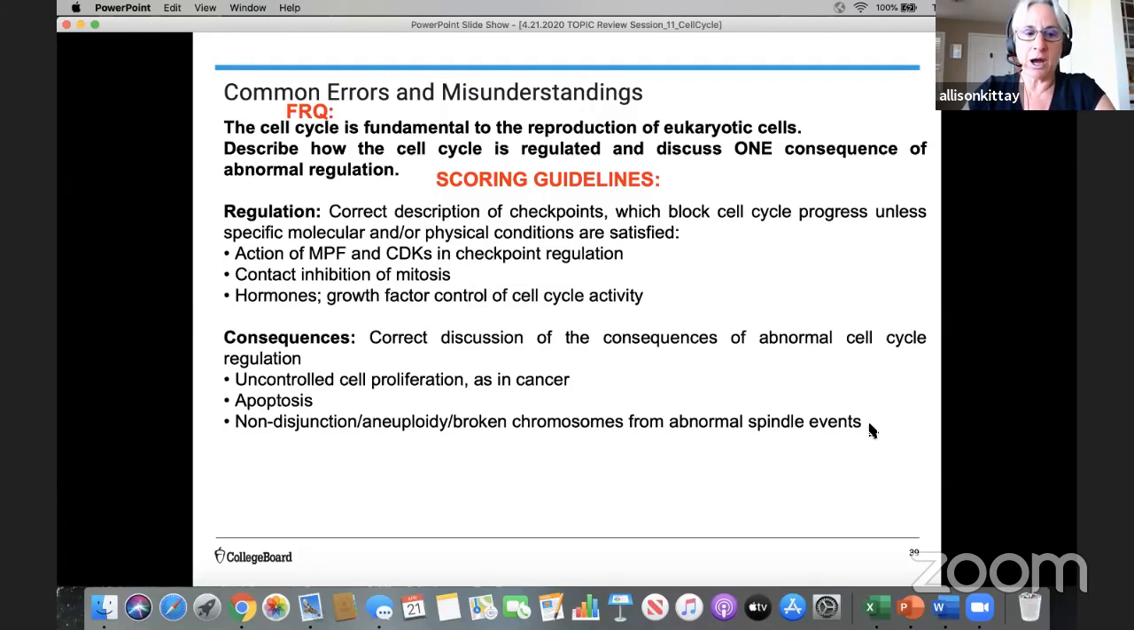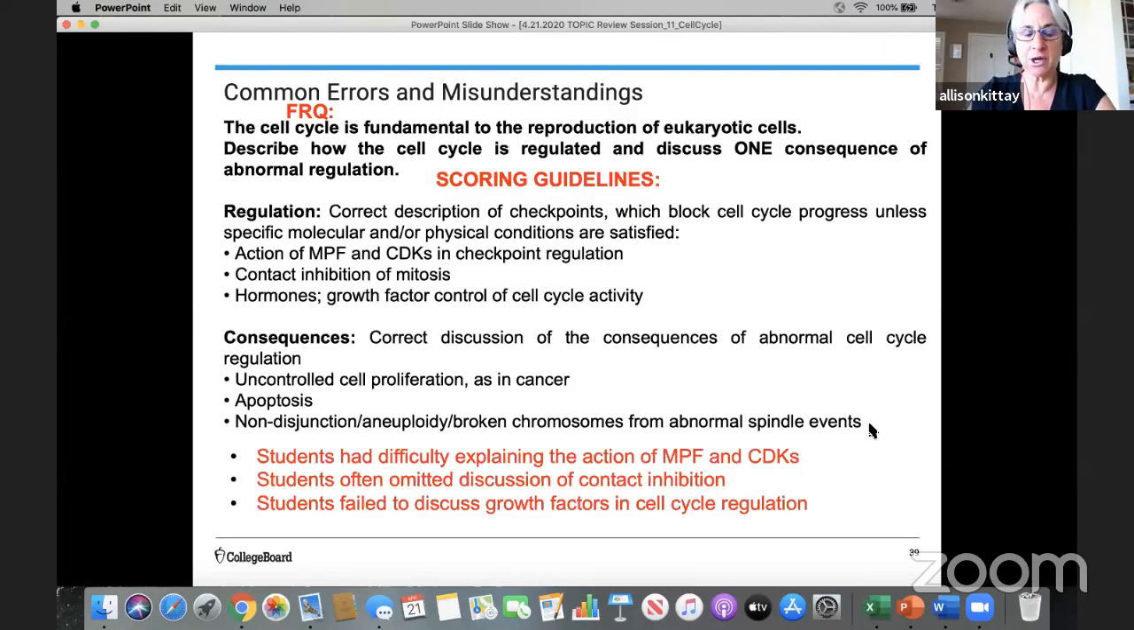And we'll talk more about that tomorrow when we talk about meiosis. All right. So here's what happened. Here are the common errors. Students had difficulty explaining the action of MPF and what CDKs do. So go back and look at both of those things. Students often omitted discussion of contact inhibition. So you need to talk about those external factors as well as internal factors. And also students failed to discuss growth factors in the regulation of the cell cycle. So those last two are external factors. The first one is the internal checkpoint system.